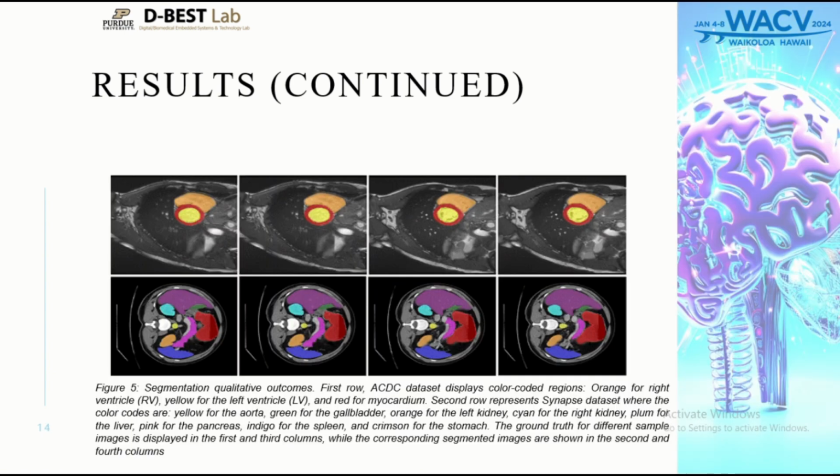This figure shows the quality of our segmented images. Here, the first row shows the ground truth and segmented images of the ACDC dataset, and the bottom row shows the segmented and ground truth images of the Synapse dataset. The first and third columns show the ground truth, while the second and fourth columns show the segmented images. From this figure, it is clearly seen that the ground truth and segmented images are very close to each other.